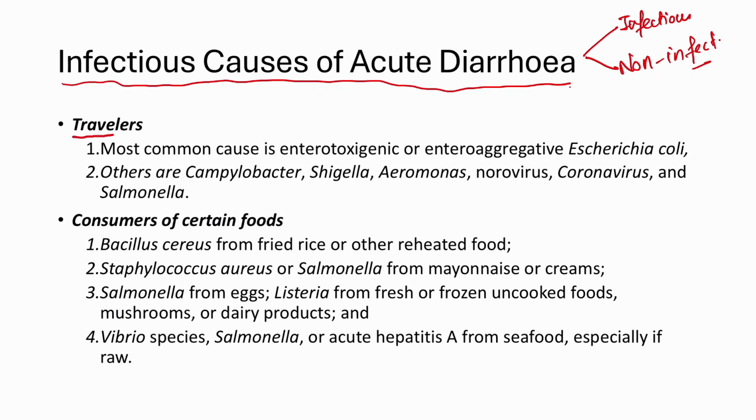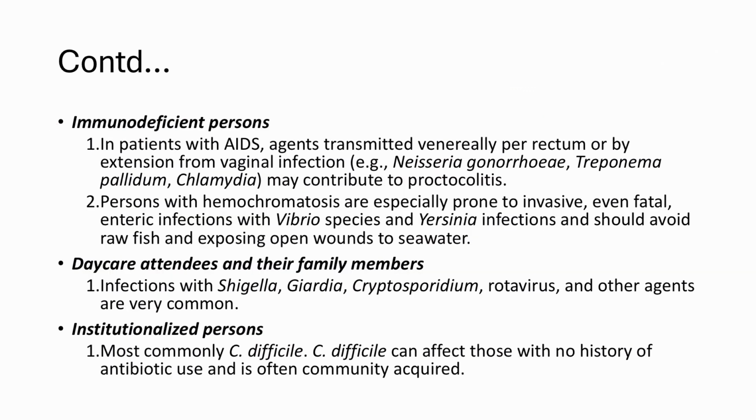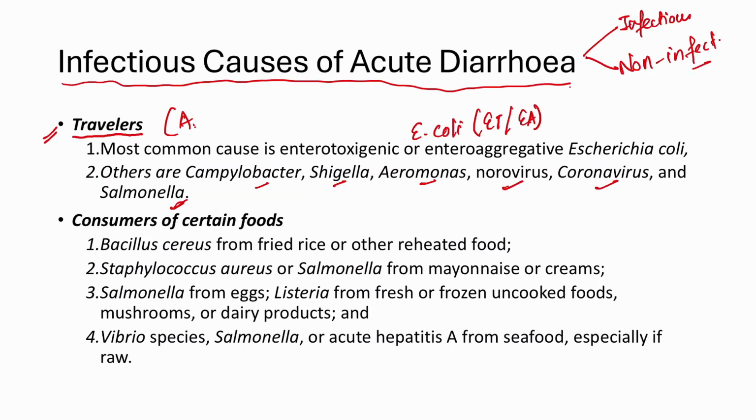For example, travelers are prone to travelers diarrhea, and travelers diarrhea is most commonly caused by enterotoxigenic or enteroaggregative E. coli. Others are Campylobacter, Shigella, Aeromonas, Norovirus, Coronavirus, and Salmonella also. This is most common in Asian countries. Travelers from other countries come to visit India and they get infected with travelers diarrhea.